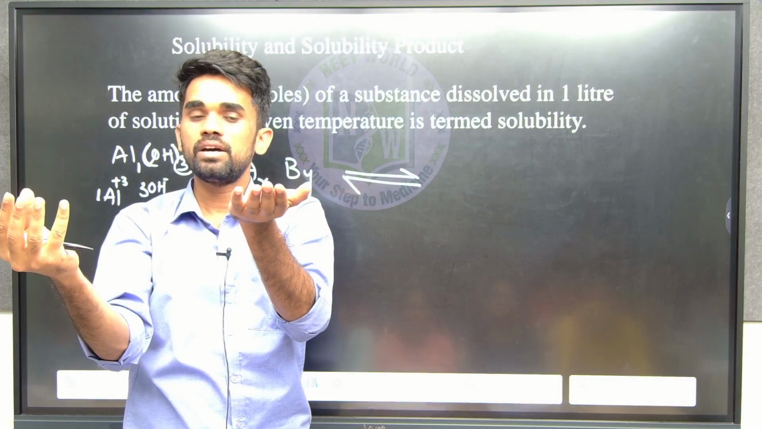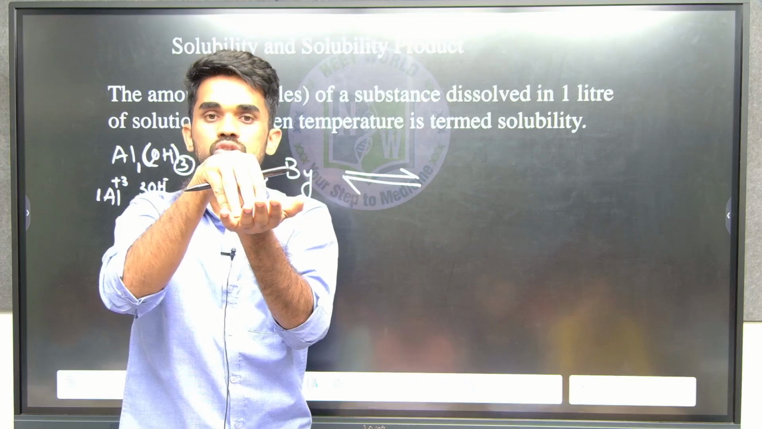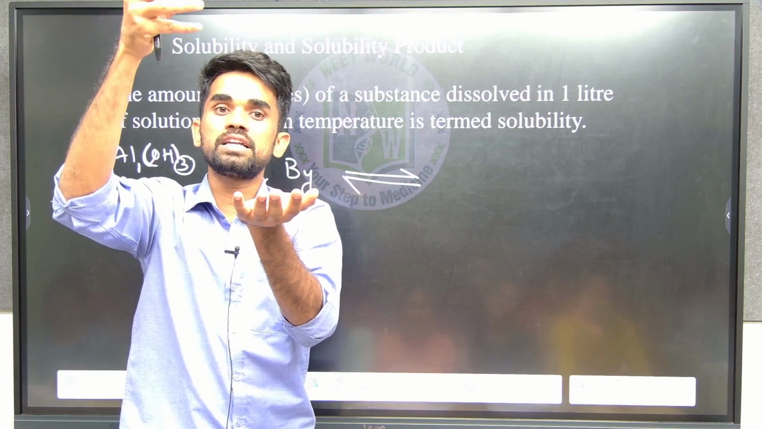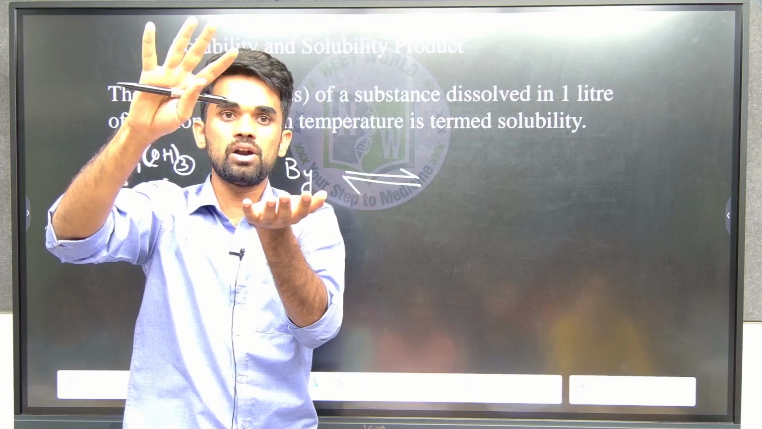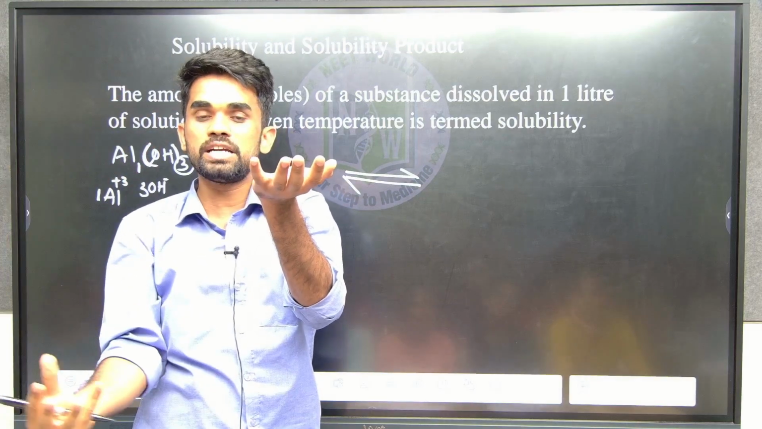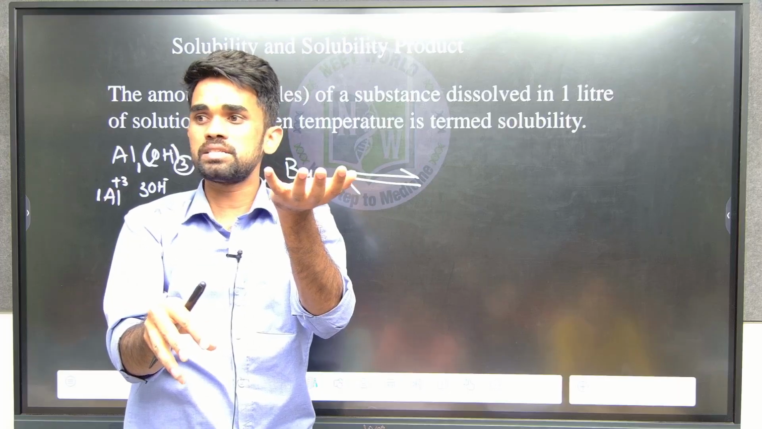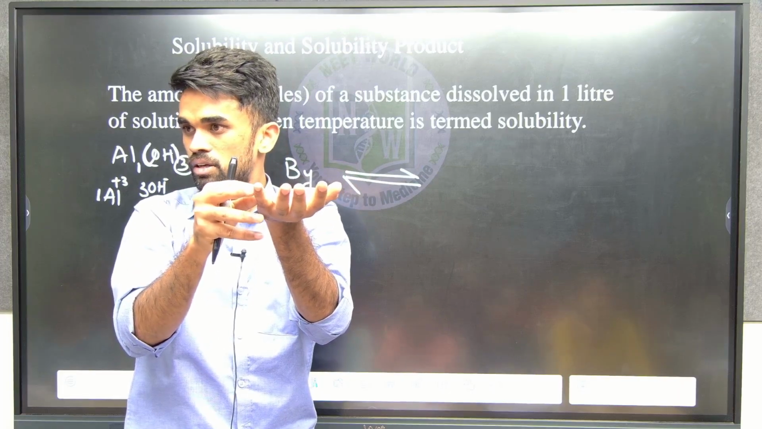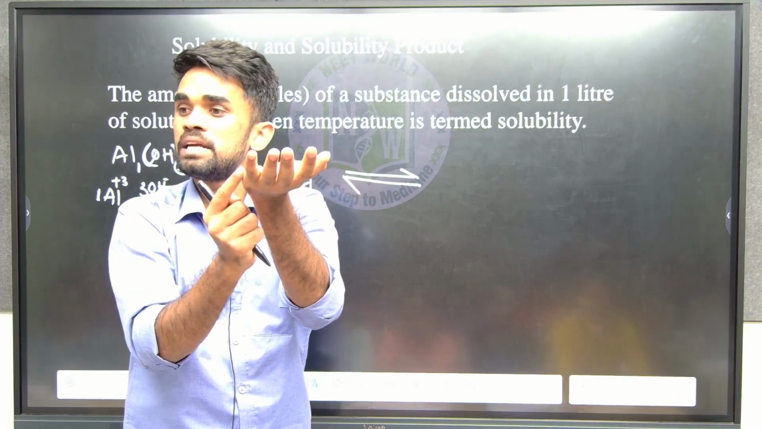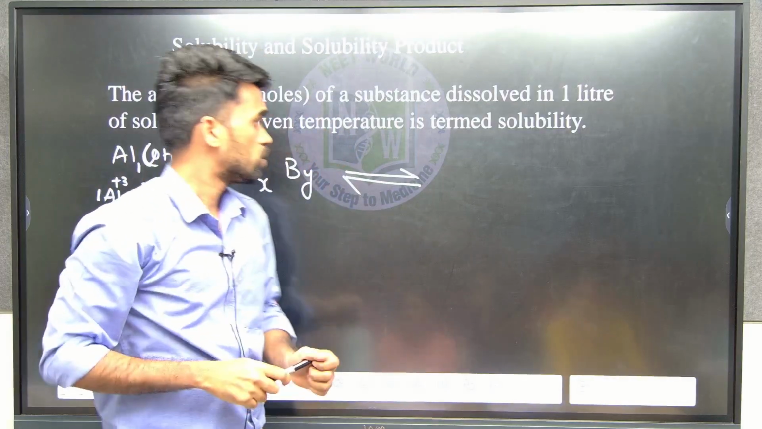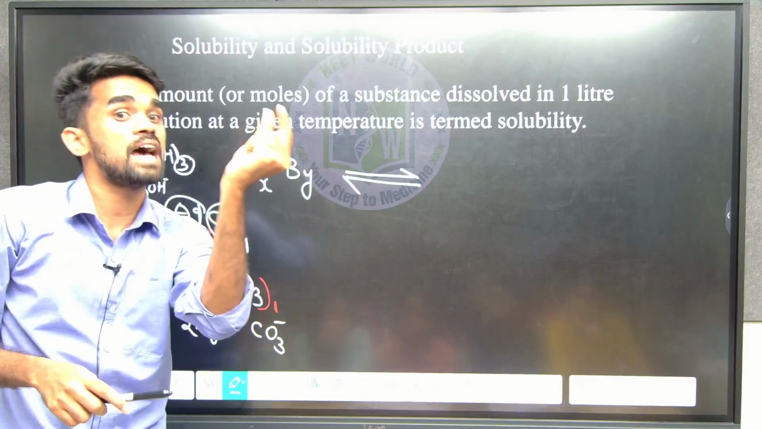Maximum amount of solute that can be dissolved. Supersaturated means if you add an extra amount, it remains precipitated, undissolved only. Unsaturated means we can dissolve a little more of the substance. From unsaturated we get saturated; from saturated we get supersaturated. You got this.